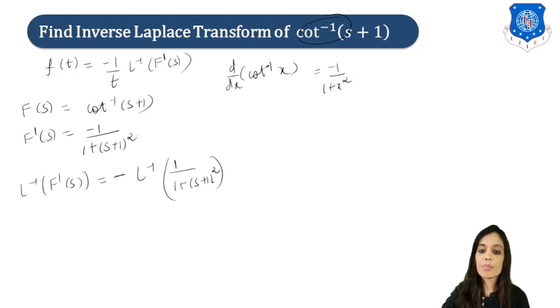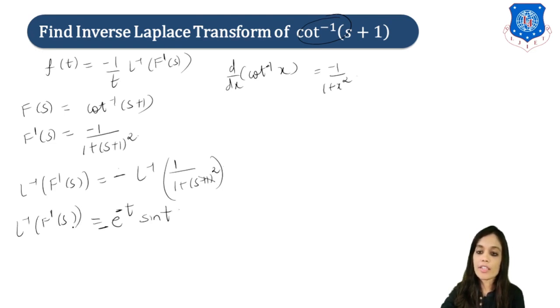Here we have s plus 1, right? So we have to apply the first shifting theorem. So firstly remove this and write e raised to minus t. This minus will remain as it is. Now what is remaining? 1 upon 1 plus s square, so the answer will be sine t. So this is our Laplace inverse of f dash of s.